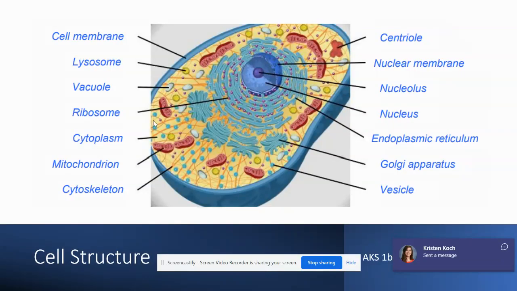Hello, folks. My name is Miss Michael, and I'm with Miss Coke here, and we're going to talk to you today about a little bit about cell structure. We're going to be talking about animal and plant cell structure and how those organelles work together.